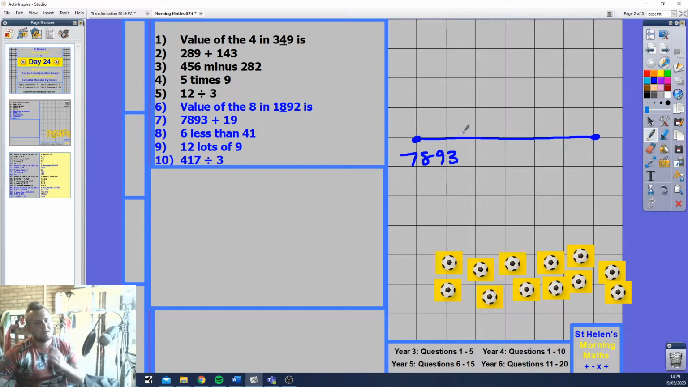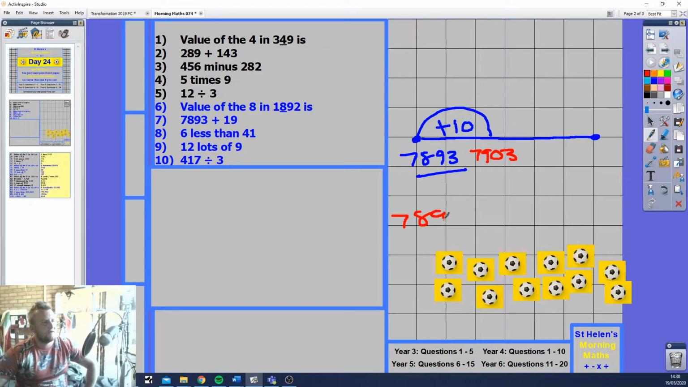So 19, let's jump a 10. We can jump 10 because 10 is not 19 yet, is it? So let's jump 10. Now, when you add 10, that's quite easy, isn't it? If we add 10 to this number here, that number is going to move up. So it's going to be 7903. I've added 10 to it. You can literally go and put the column method, I suppose, but you wouldn't need to because you can just add 10 to that.